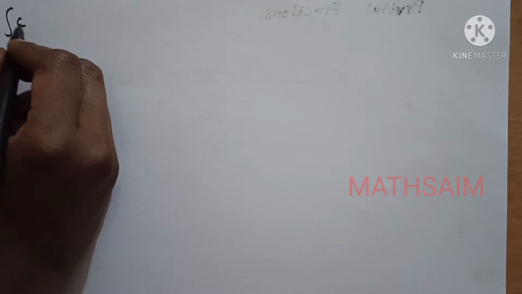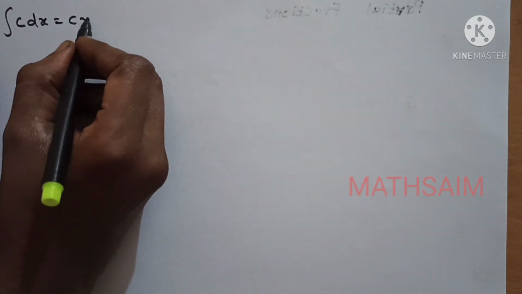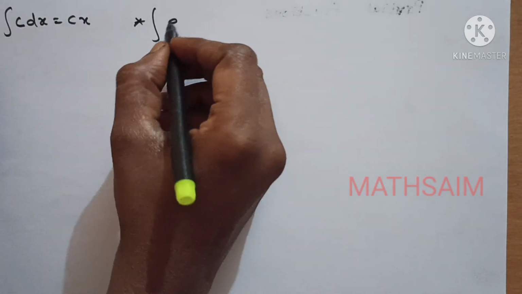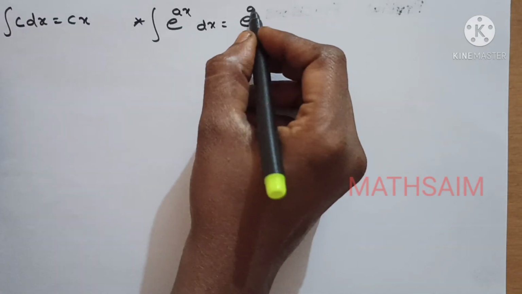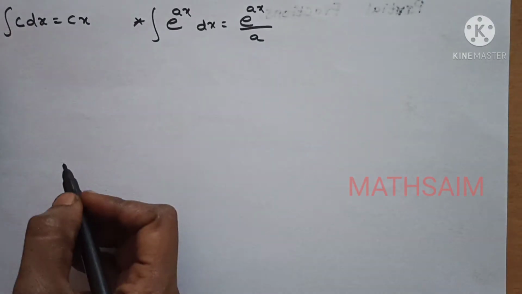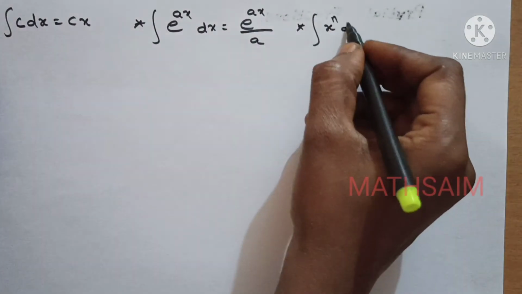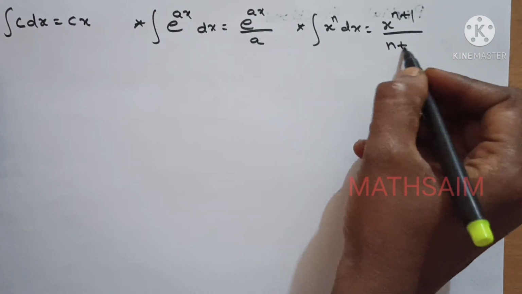Integration of c into dx. What is integration of c into dx? It is cx. That's all. And then what is the next one? What is integration of e power ax into dx? It is e power ax by a. And then what is integration of x power n into dx? It is x power n plus 1 by n plus 1.